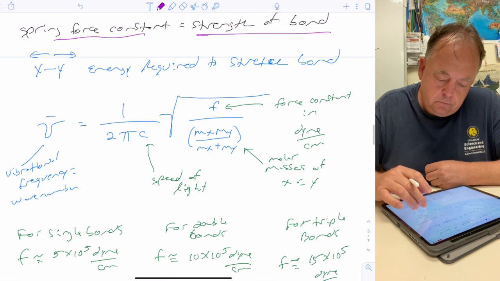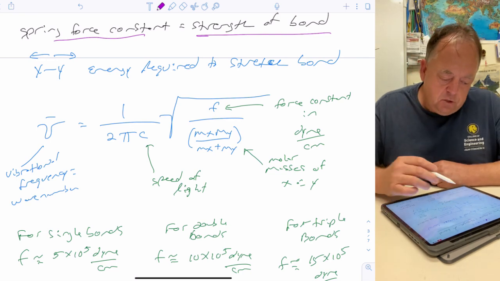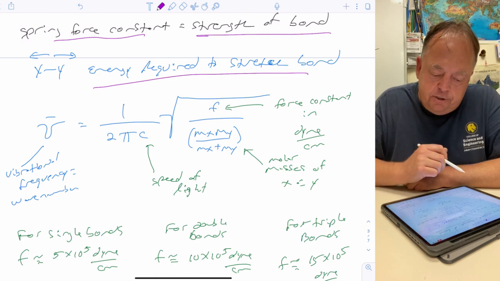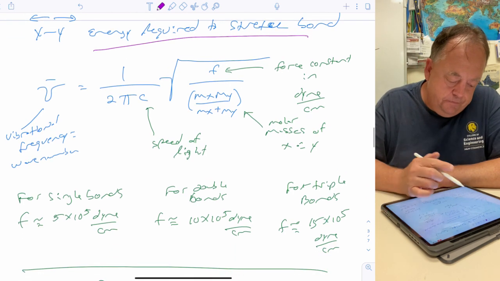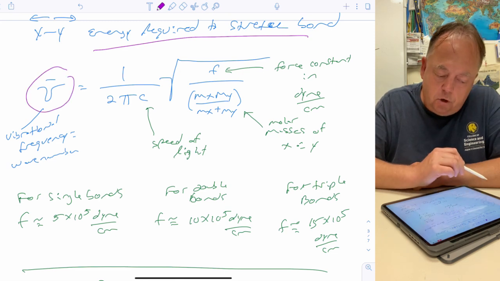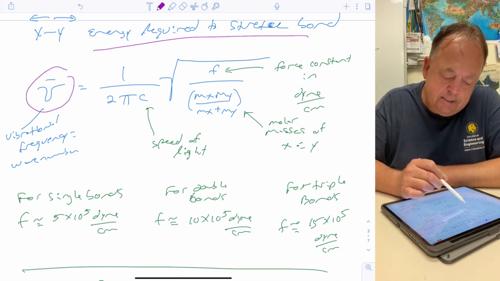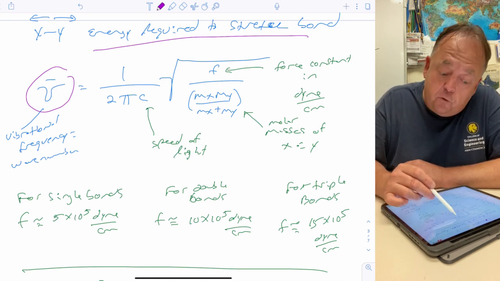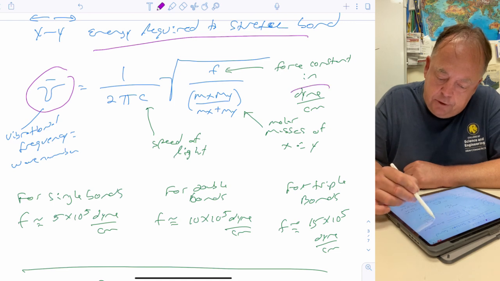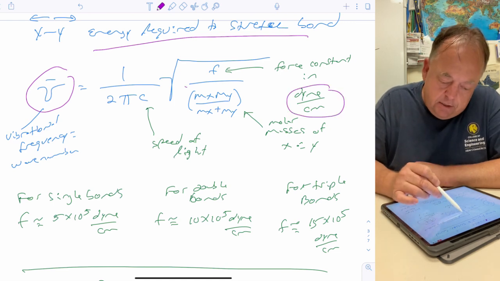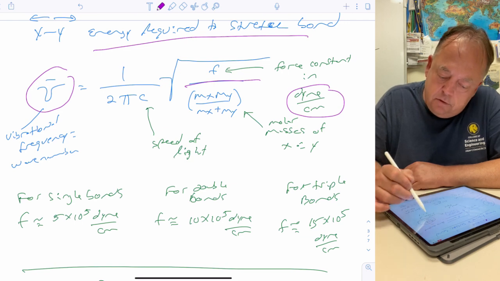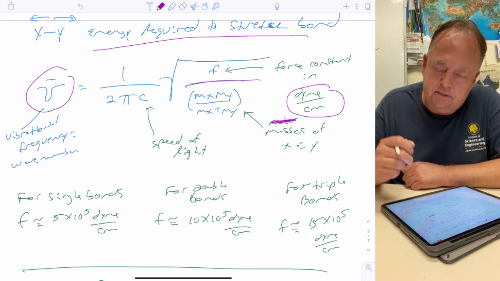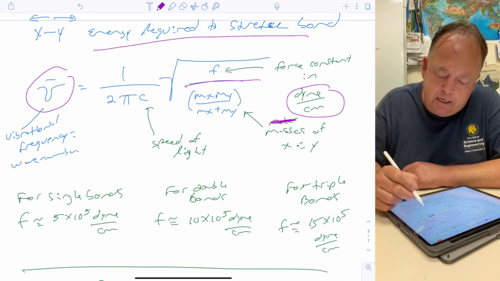And so this spring force constant from Hooke's law would be related to the strength of the bond. So if we looked at an example, XY bonded to each other, and how to calculate the energy required to stretch that bond, the wave number where this would occur is equal to 1 over 2 pi c, where c is the speed of light, times the square root of the force constant F, in units of dyne per centimeter, divided by the reduced mass. Here mx and my would not be the molar masses, but the masses of one single atom of X and one single atom of Y.